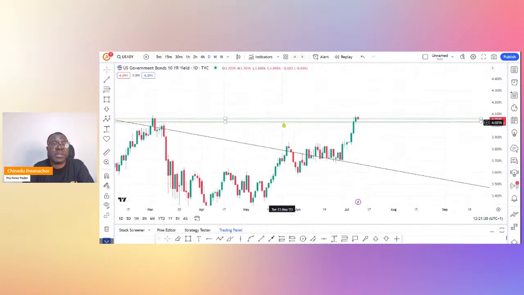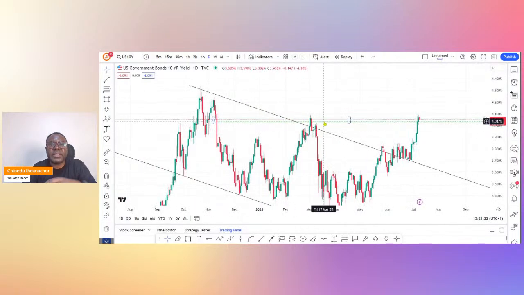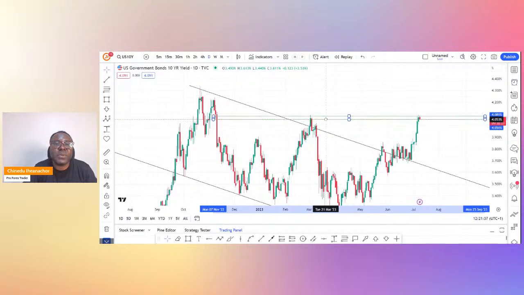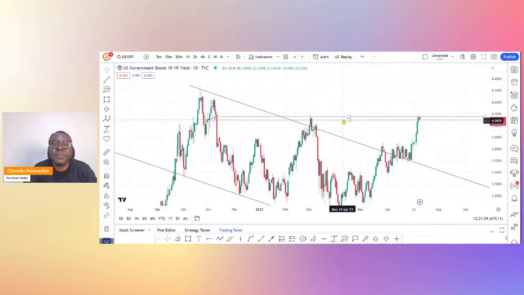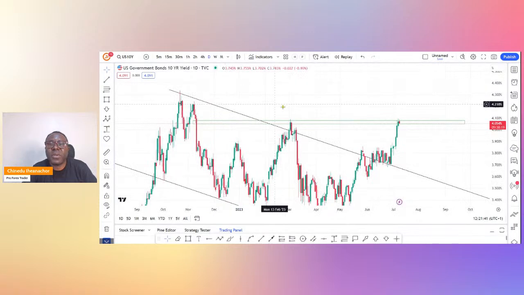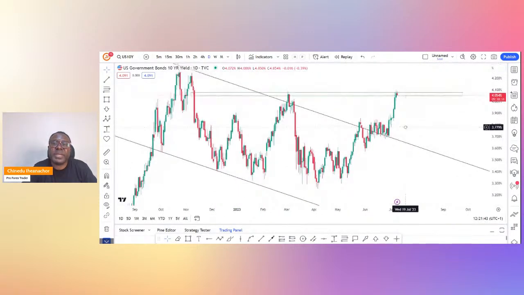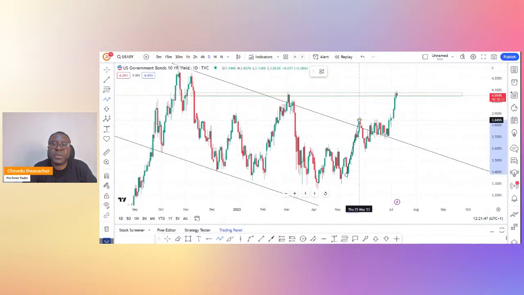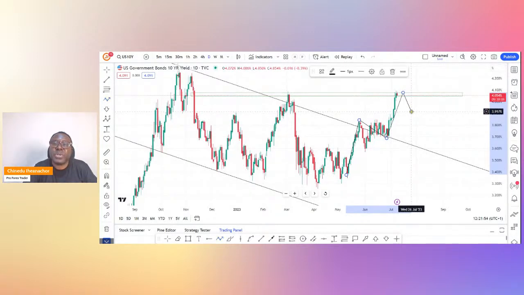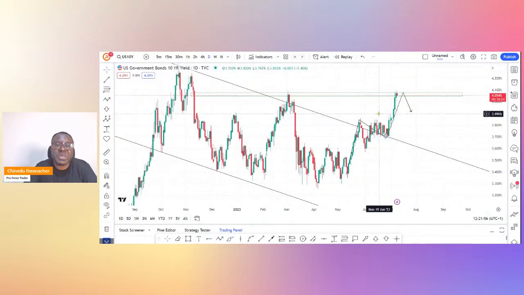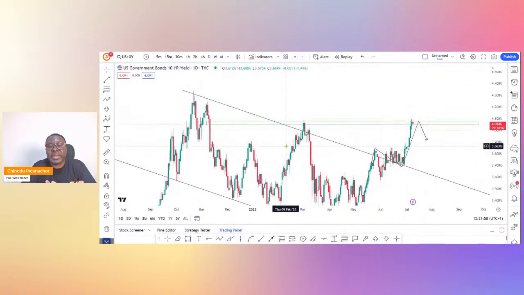Okay, this is the weekly. Right now on the daily time frame, we can see this ABC correction here. You can see the ABC correction that pushed down here, and the market is actually expected to push down. So you can use your Fibonacci retracement to look at this.